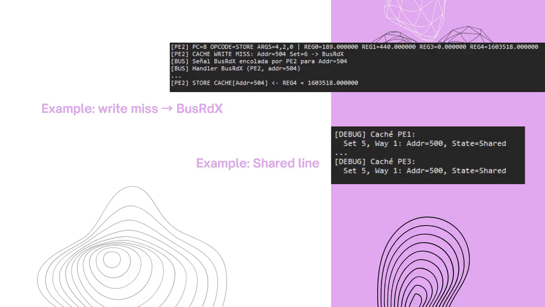In the next one, we can see the write misses and BusRdX. Here a core tries to write but does not have the line. It issues a BusRdX request to gain exclusive access. After the bus grants exclusivity, it writes in its cache. This sequence prevents two cores from writing the same data at the same time. That's the part that is important for us. It did prove that we have the right data in the place we expect to have it.